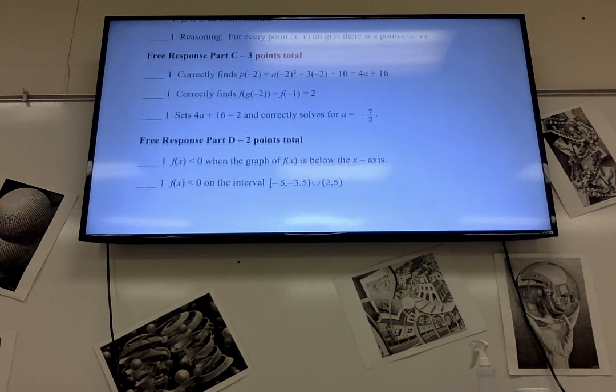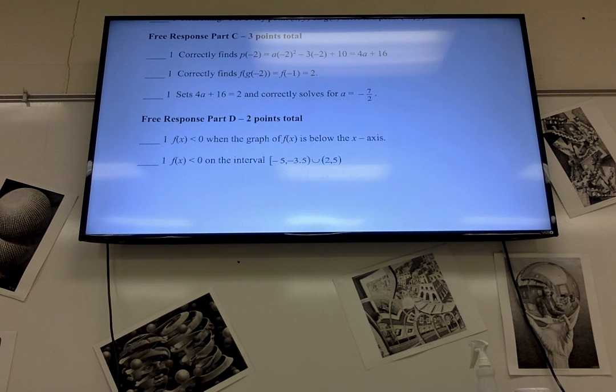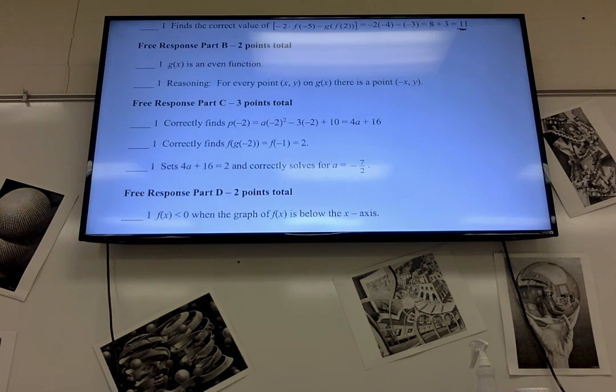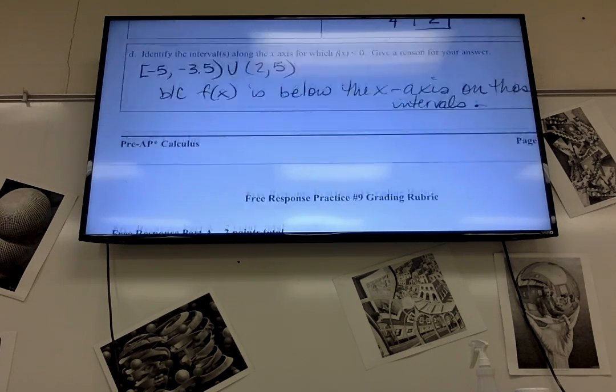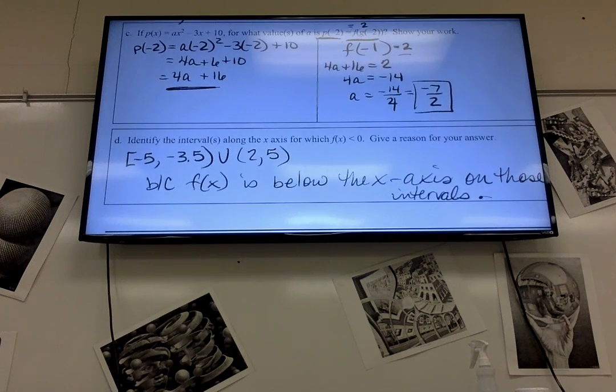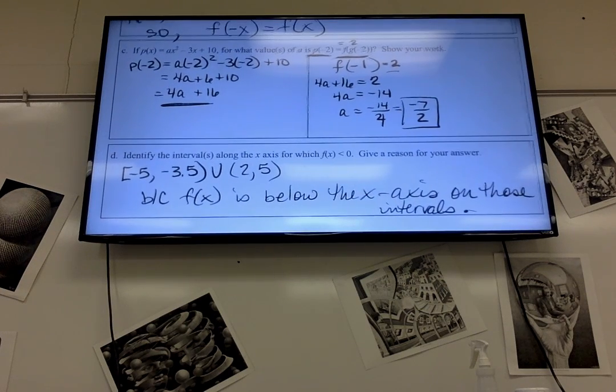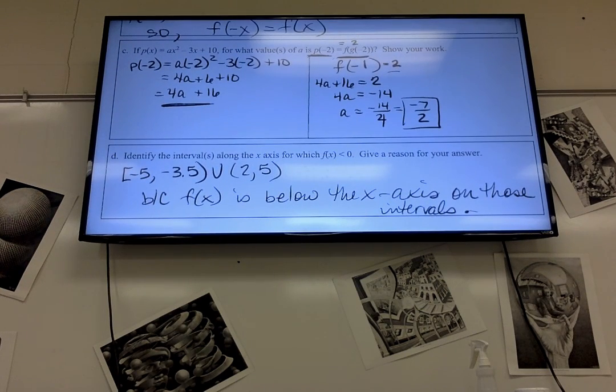Okay, so we have, notice, -5 to -3.5 and then 2 to 5. That was worth a point. And then we had to say why, and that was when f of x was below the x-axis. If we added all those up, you get a total of 9 points. It'll be the same way the free responses are graded in your tests tomorrow and Thursday as well. What else?